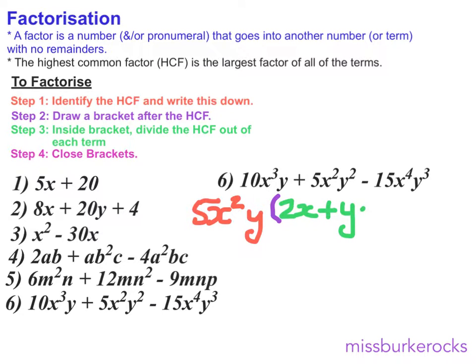Then I have negative 15 divided by 5 is negative 3. X to the 4 divided by x squared is x squared. And y cubed divided by y gives me y squared. That's all done, and close my brackets. So there we have some factorisation.